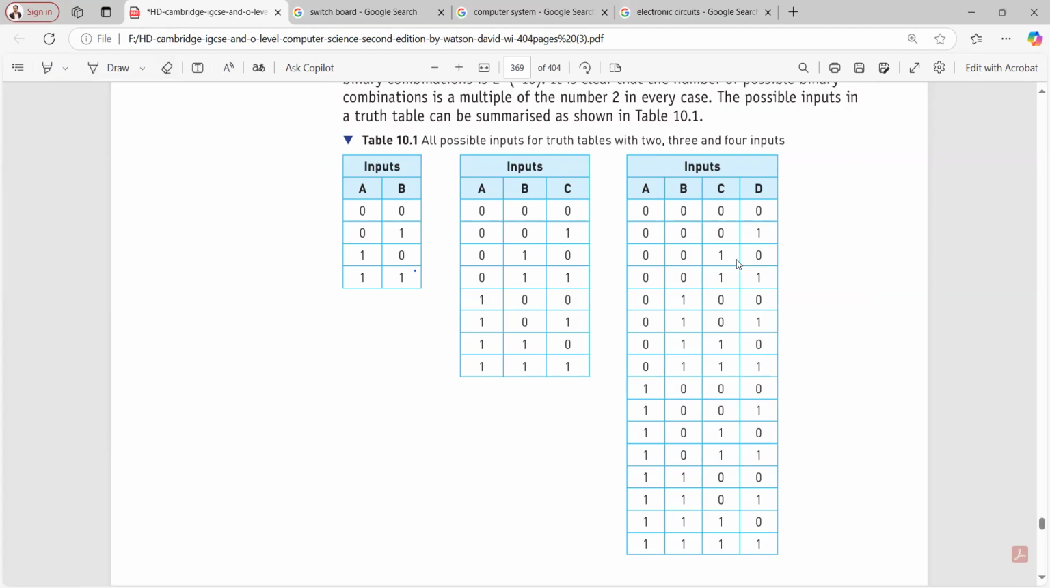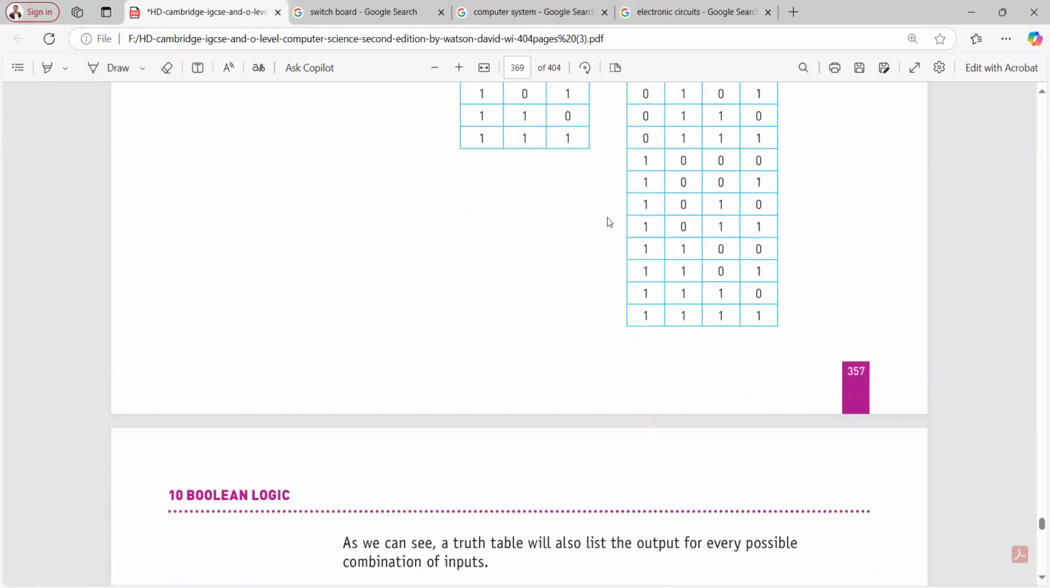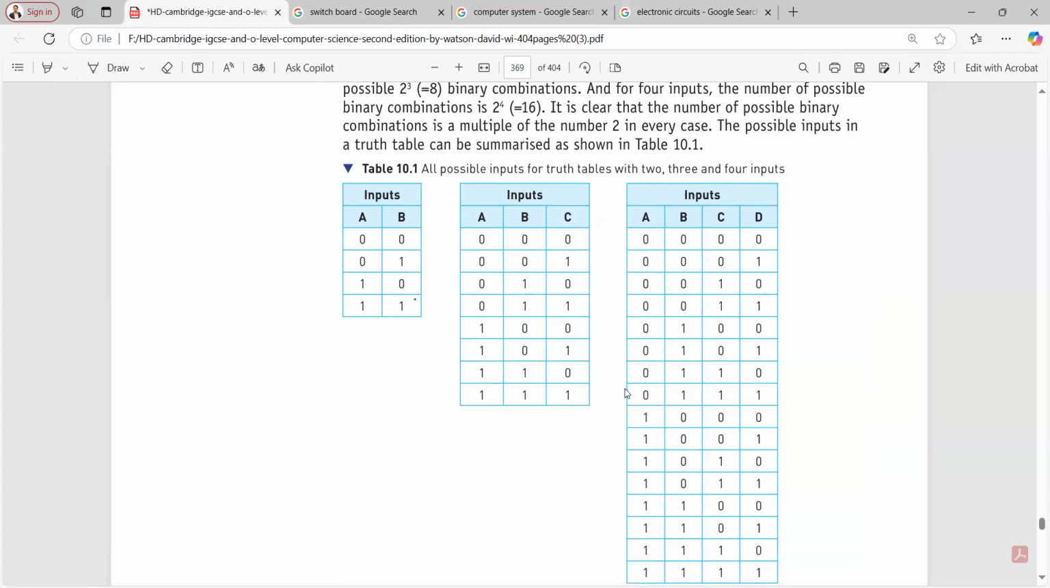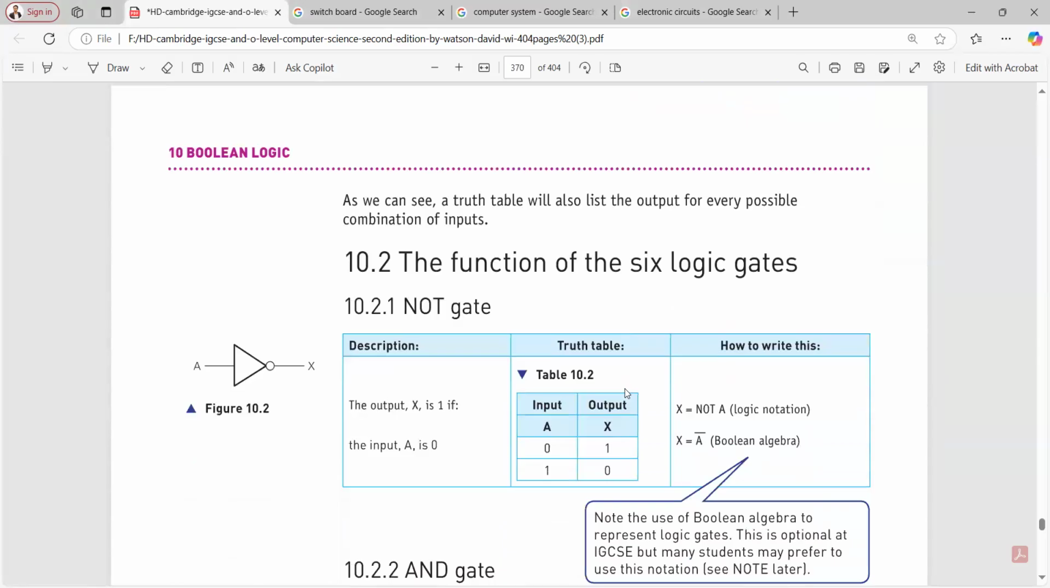These values basically depend on the number of inputs you have. You just need to remember, if you have 2 inputs, 2 0s, 2 1s, 1 0, 1 1. If you have 3 inputs, then 4 0s, 4 1s, 2 0s, 2 1s, 1 0, 1 1. And if you have 4 inputs, then 8 0s, 8 1s, 4 0s, 4 1s, 2 0s, 2 1s, and 1 0, 1 1.